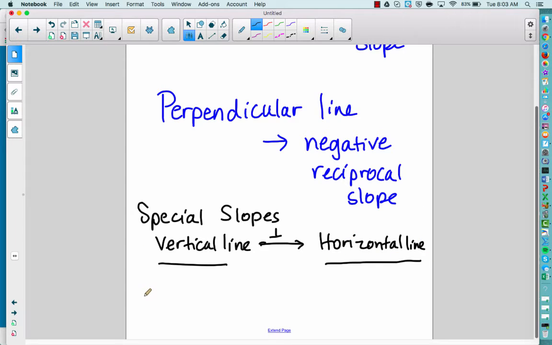So what if I told you the slope was undefined? Something has an undefined slope. What would the perpendicular slope be? Well, undefined means something like this, 1 over 0. If I flip that, I get 0 over 1, which is 0. So if a slope is undefined, its perpendicular slope would be 0. And that makes sense because a vertical line is perpendicular to a horizontal line.